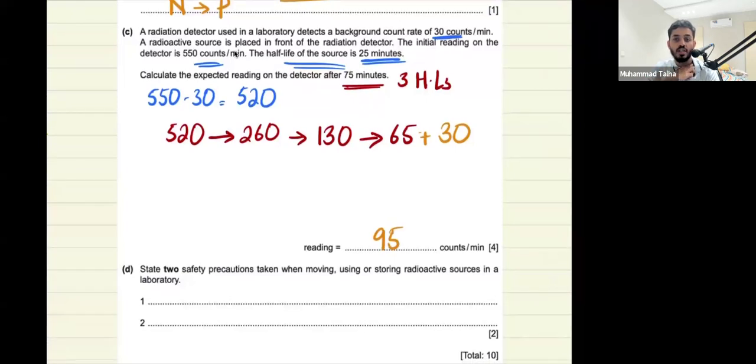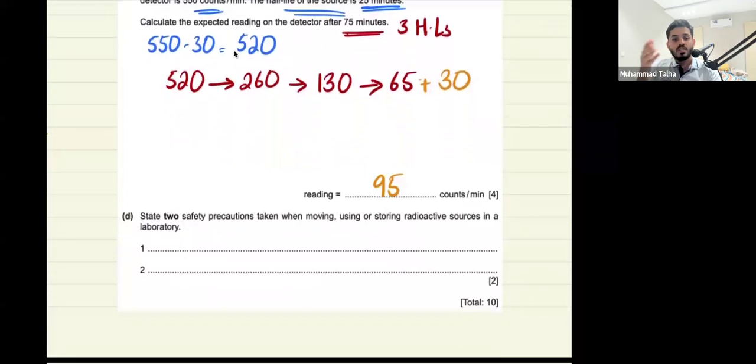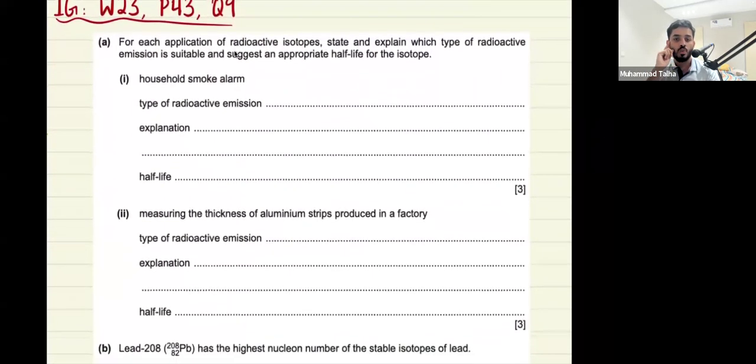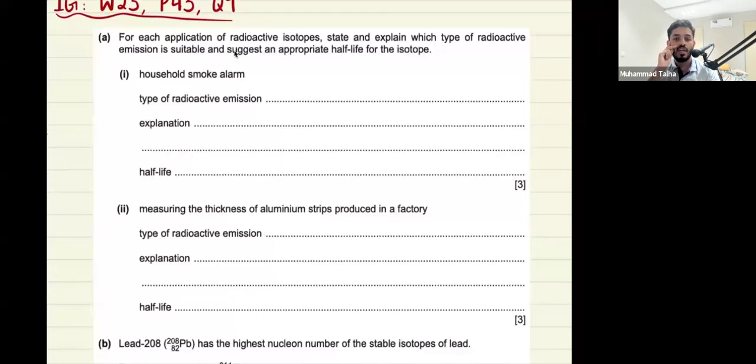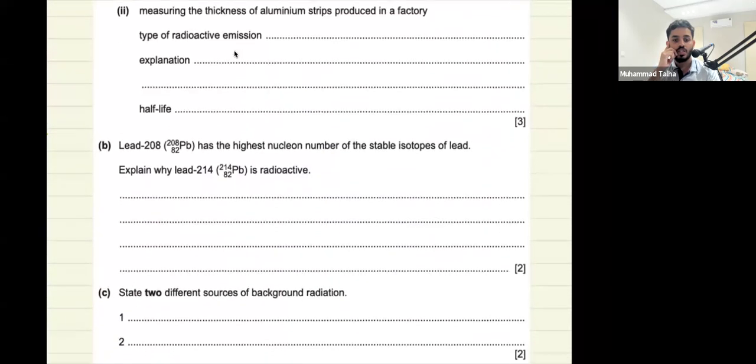Right? So this was a very technical question. It's also for 4 marks, so it's a lot of marks. Safety precautions again, this is what we just talked about. What would you use? Explanation, what would be the half-life? Right? So we've just talked about this.